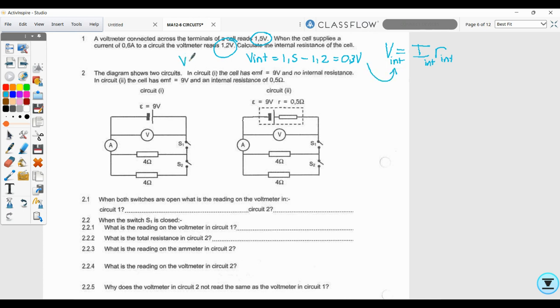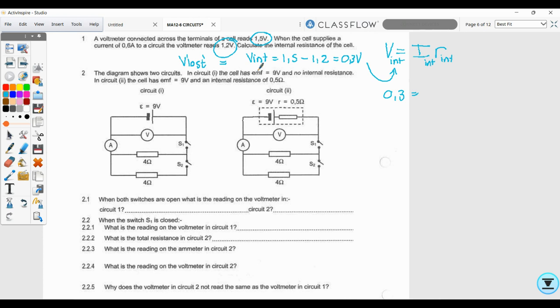So V lost, we don't really use the term V lost anymore. But if you want to use it, it's okay. It's not really lost, it's what the battery uses. So that's lost inside the battery because it's not available for external. So these two are the same things. So that is going to be 0.3. Internal current, external current.